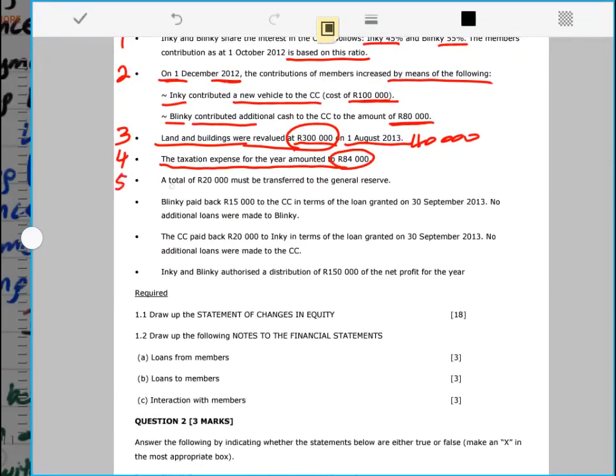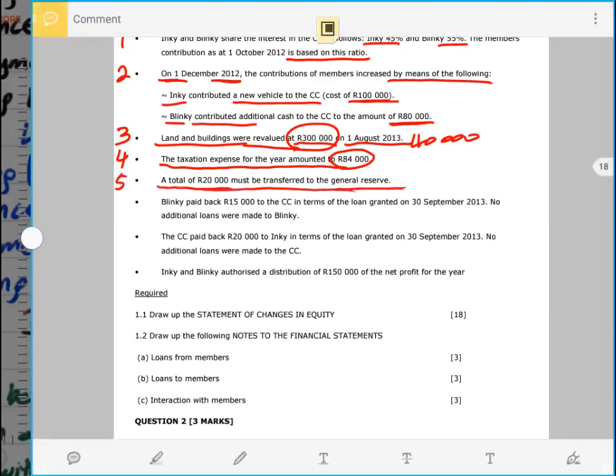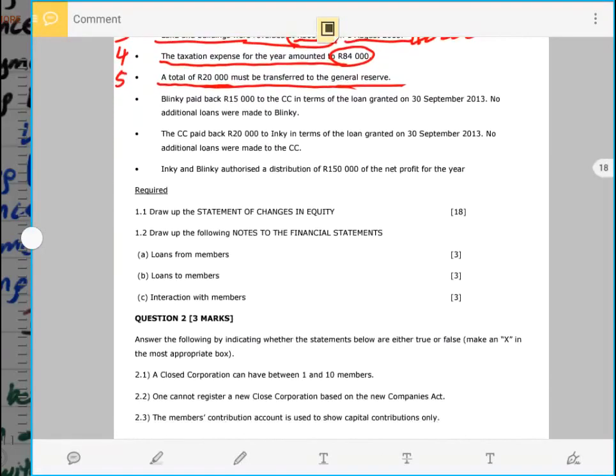Bullet point number 5 says a total of 20,000 rands must be transferred to the general reserve. So now that will have to be added, increasing our general reserve and reducing our retained earnings in the statement of changes in equity.